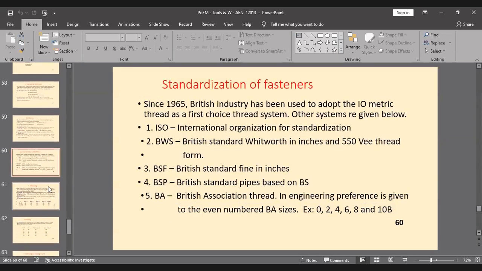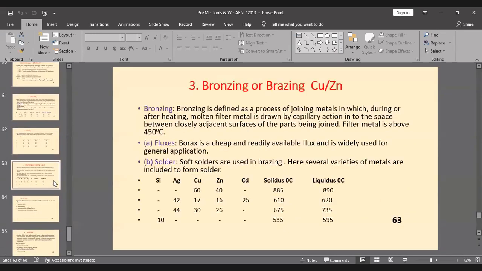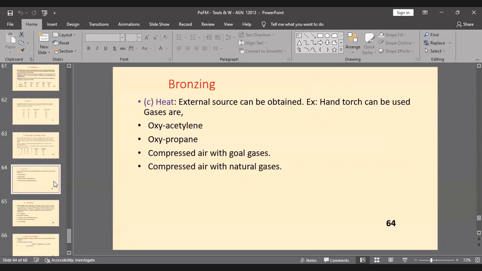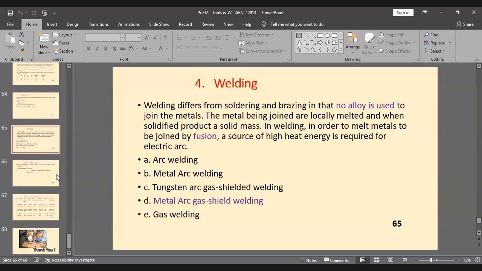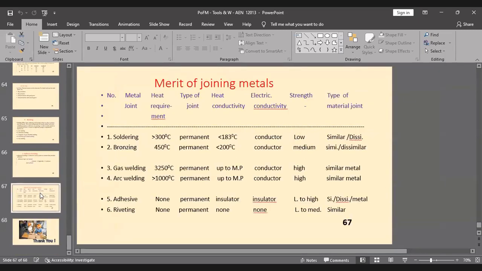standardization of fasteners, soldering, brazing, welding, adhesive bonding, right, final. Merit of joining metals, then finish.